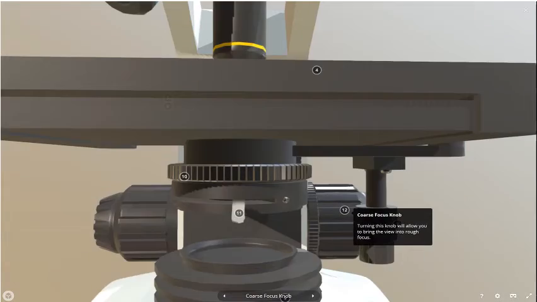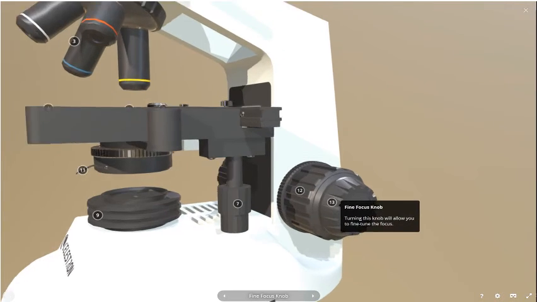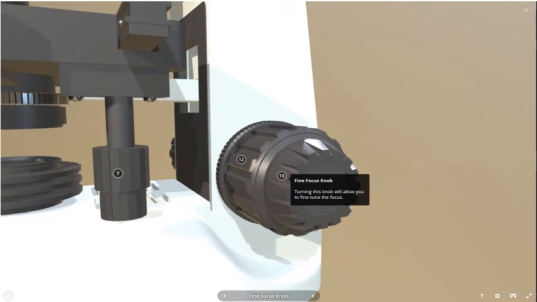We have the focus knobs on the side. The one on the inside is known as the coarse focus knob, and this will allow you to roughly focus the object by again moving the stage up or down. And the one on the outside is called the fine focus knob, which means turning that only makes small adjustments to the stage, allowing you to fine tune the focus.